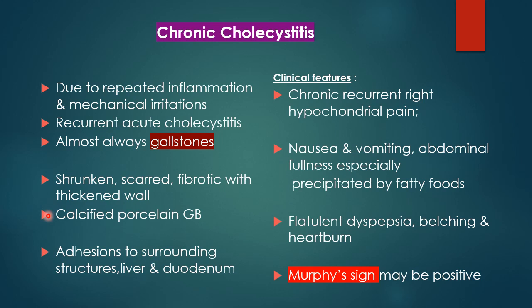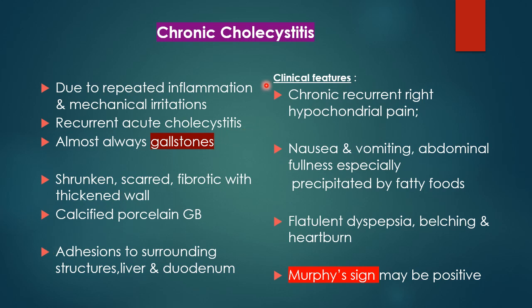And at times it can become calcified, and if the whole gallbladder is calcified, then the gallbladder is known as porcelain gallbladder. This extensive fibrosis leads to adhesions to the surrounding organs adjacent to the gallbladder, namely the liver and the duodenum.